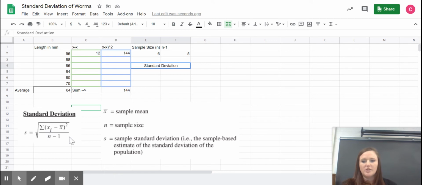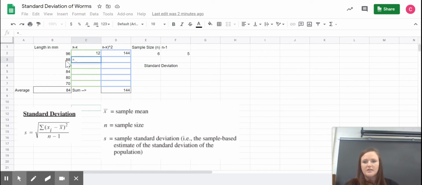So I'm going to start by just solving the top of this fraction here by taking x sub i, which is my individual number, minus the average. I've already gone ahead and calculated the average of our numbers to be 84. So I simply take 96 minus 84 and find that that is a difference of 12. I'm going to continue that pattern through the rest of the numbers here, saying that I need to take the sample number x sub i minus the average.